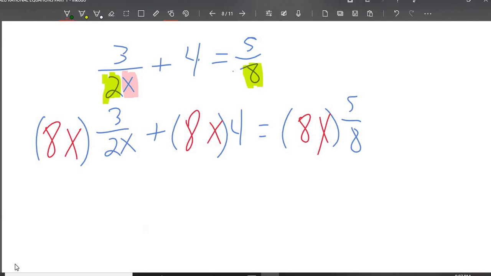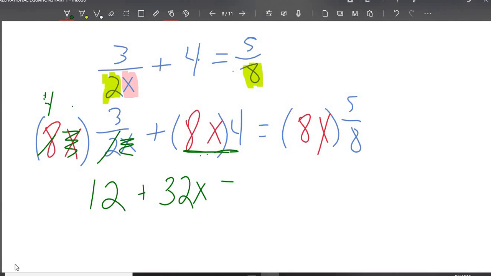Now comes our division part. Here, the x's cancel themselves out. 2 goes into 8 4 times. Multiply the 4 and the 3. The second piece, there's no fractions at all, so it's just straight multiplication. Nothing to do there. Now notice here, 8 takes itself out with this 8, and we're left with 5x.